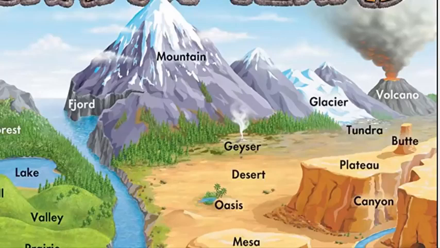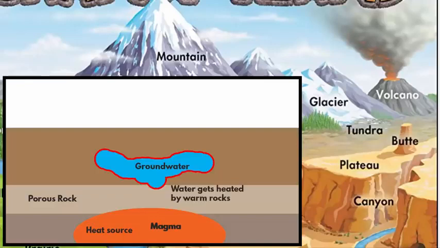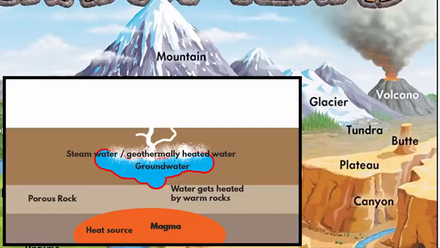The next one is geyser. Now geysers are like hot springs, where warm water comes out of the ground. So how does the water become so warm? When surface water comes in contact with rocks that are heated by magma. This is called geothermally heated water. It then rises towards the surface by the process of convection.